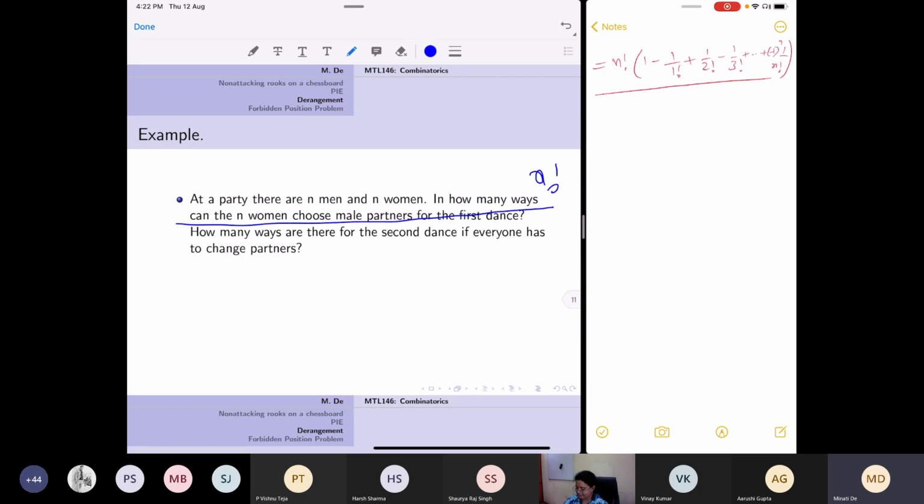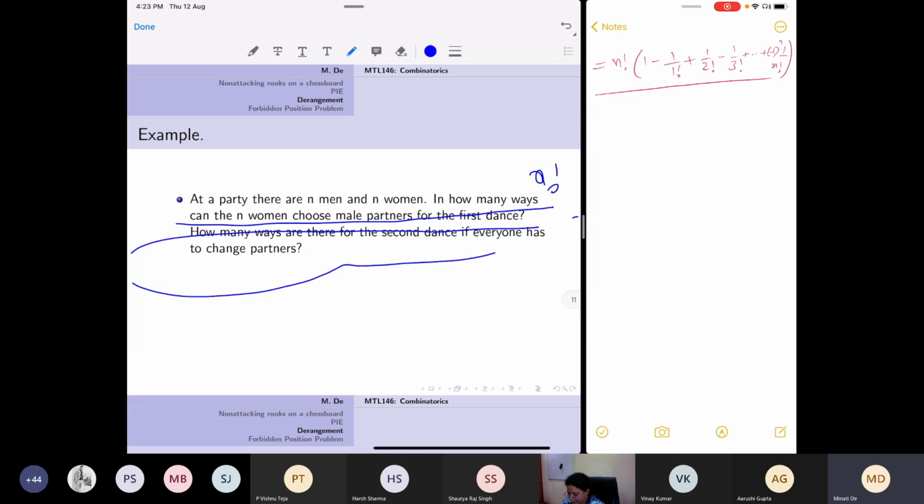Yes, right? Arushi said something else? Okay, good. So you have the answer, that n factorial ways they can actually make their pair. Okay, now the question is, let's say the first round of dance is complete.